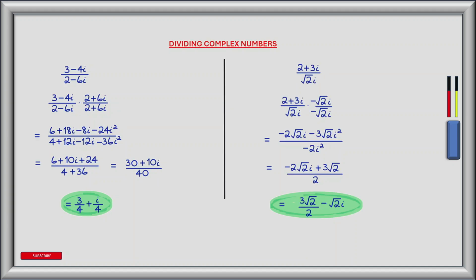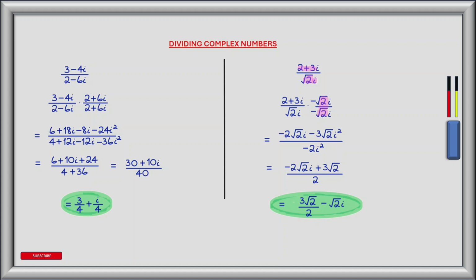For our final example, let's divide the complex number 2 plus 3i by the square root of 2 multiplied by i. To do this, we need to multiply both numerator and denominator by the conjugate of the denominator. The conjugate of the denominator is minus the square root of 2 multiplied by i.